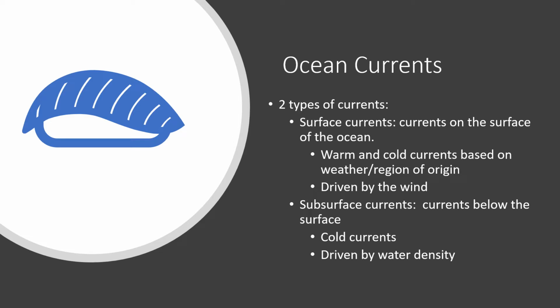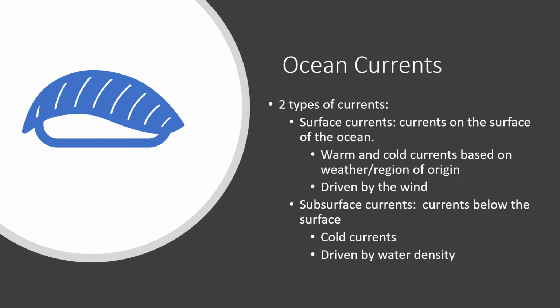Warm and cold water get their temperatures because the surface of the ocean is in direct contact with the air above it. So if the air is cold, then the water on the surface is going to be cold. If the air is warm, then the water on the surface is going to be warm. So as wind moves the water, it carries with it the temperature of the region that it was from, and it can transfer either heat or cold to a new region of air.